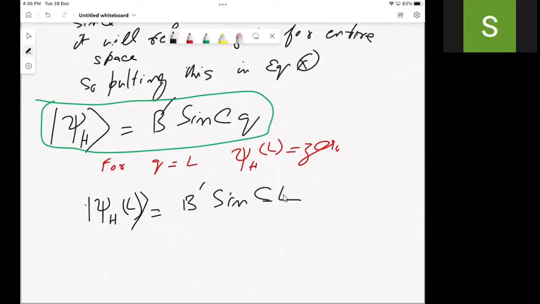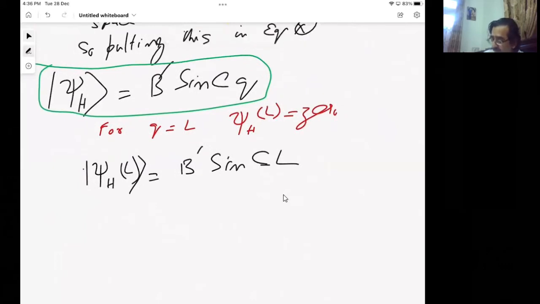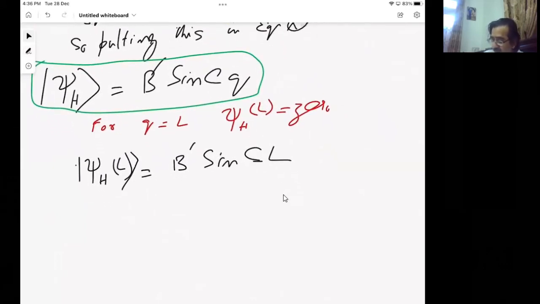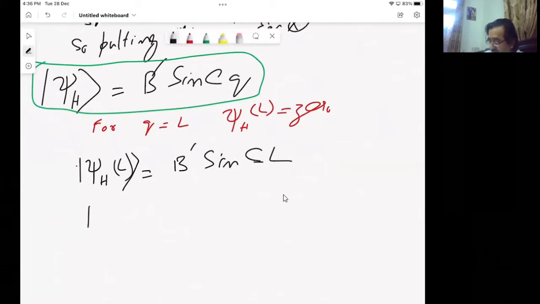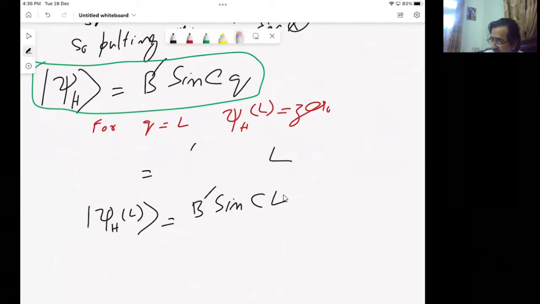Okay, so from this, that will be B prime sine CL, but it is equal to, I have repeated this step once, you may remove it.